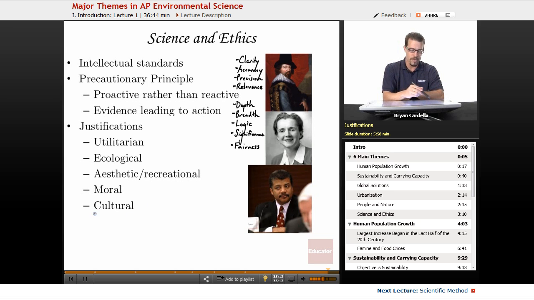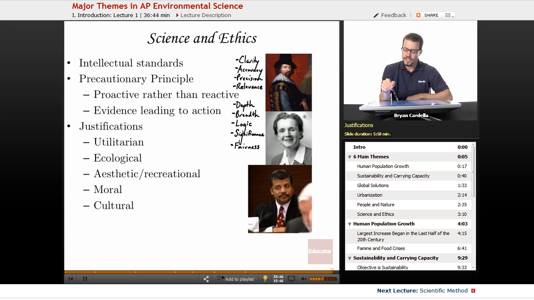But various people around the world are going to have cultural justifications for why they do the things they do related to the environment. I have some people here that remind me of approaching science in terms of ethics and being logical about it and explaining this to people who may have more of an emotional reaction. Here we have Francis Bacon, one of the founders of the Western scientific method as we use it today. Very smart guy, and beyond a scientist.